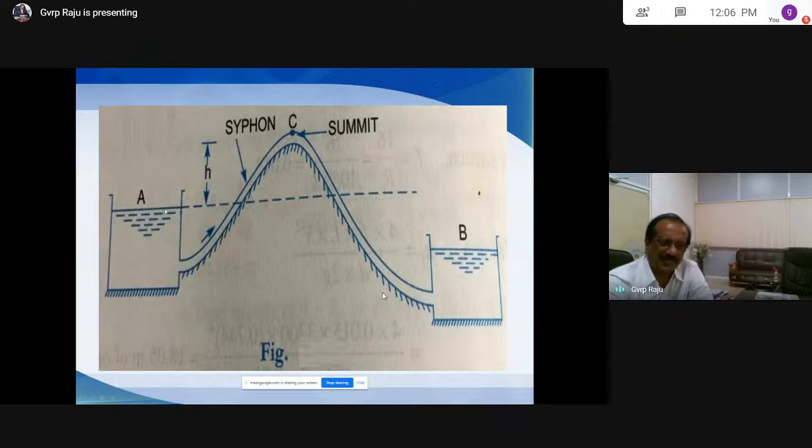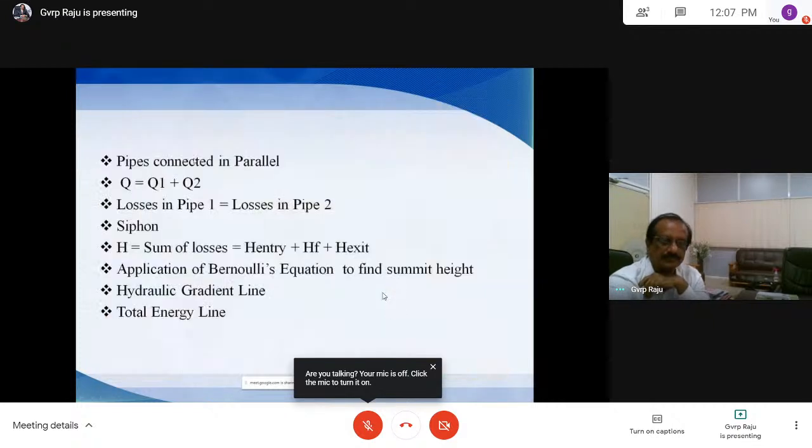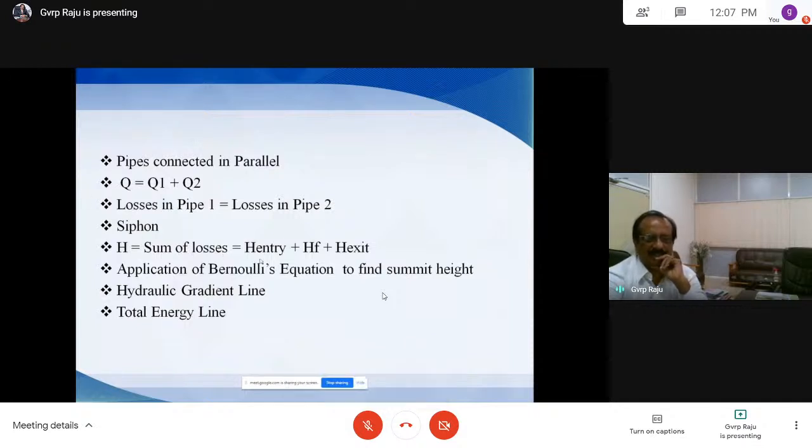Because the datum here is Z1 equal to 0 and Z2 is from here to here, Z2 is equal to H. So the height of the summit can be known with the help of the equation. Only two equations. One is H is equal to sum of losses. The second one is to apply Bernoulli's equation between A and C, so that you can find out the value of H. So one is the sum of losses in the siphon, which is entry loss plus friction loss plus exit loss, and the other is the application of Bernoulli's equation to find the summit height.